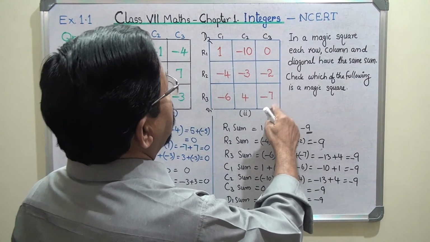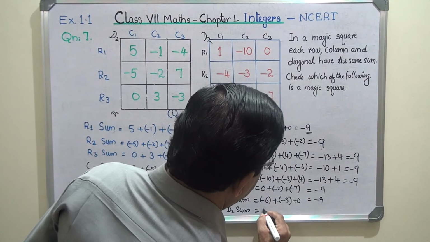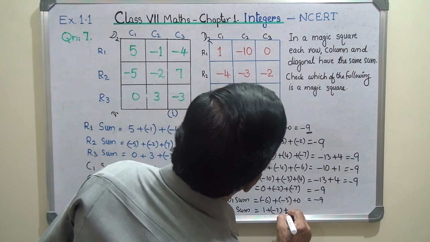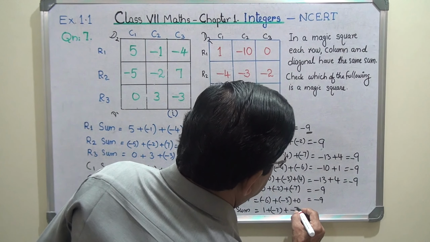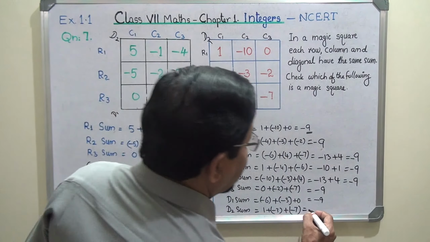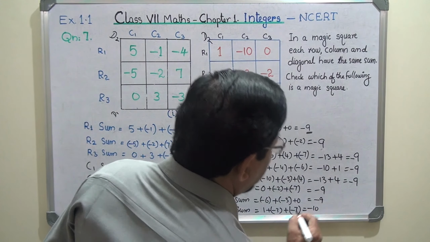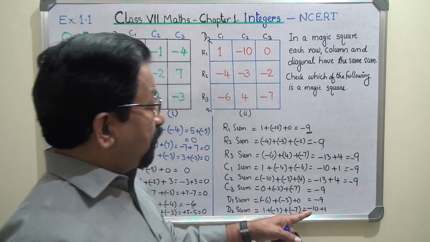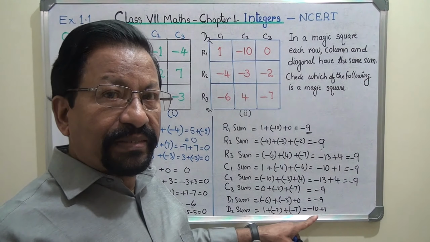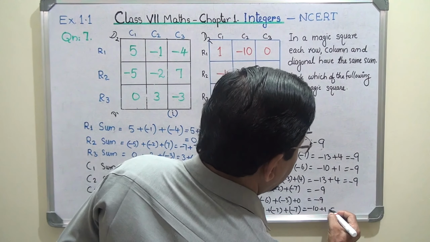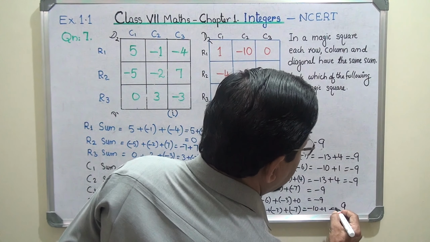Then for diagonal 2, the sum of the diagonal integers, from here to here or here to here: 1 plus minus 3 plus minus 7. Again minus 3 plus minus 7 is minus 10, and it is plus 1 here. One is a negative integer, one is a positive integer, plus minus 10 and plus 1. The difference is 9. The sign of the biggest number is minus, so minus 9.